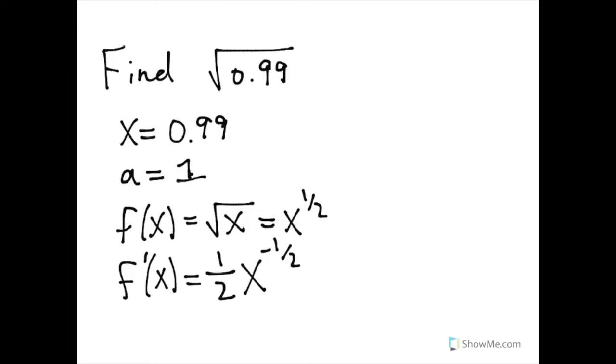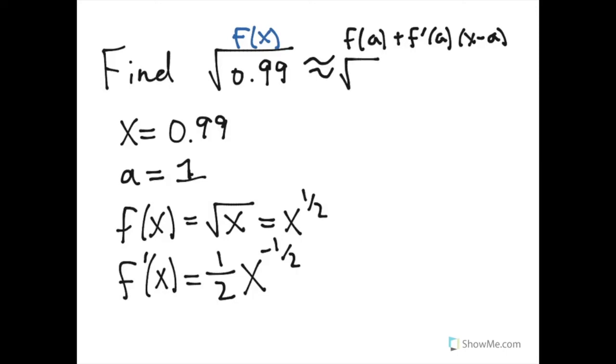Remember, this part right here, this is like the blue part, f of x that we're trying to find. Okay. So we don't know exactly what it's equal to, so we're going to say approximately equal to, all right, remember the formula said f of a plus f prime of a times x minus a. All right, so let's go ahead and plug in what we know. F of a says plug in a into your original function f of x. So f of a is the square root of 1, okay, which is just 1. And then plus f prime of a. F prime of a is 1/2 times 1 to the negative 1/2. And then x minus a is 0.99 minus 1, okay?